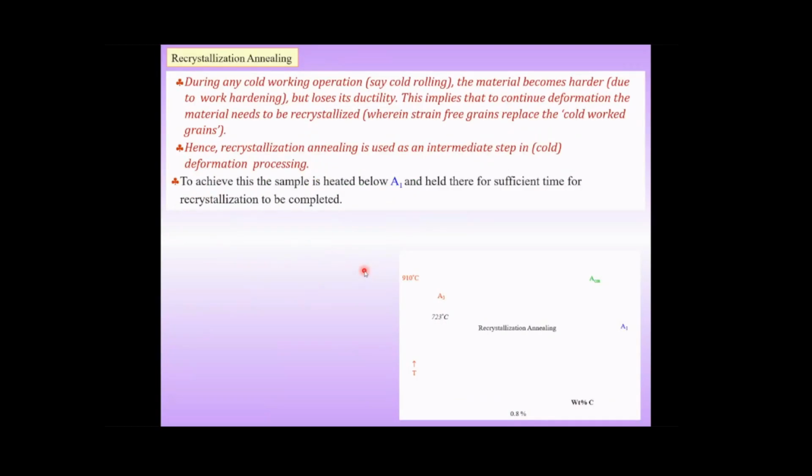Next one is recrystallization annealing. In cold working operations, the material becomes harder but loses its ductility. This implies that to continue deformation, the material needs to be recrystallized. Hence, recrystallization annealing is used as an intermediate step in the deformation process.